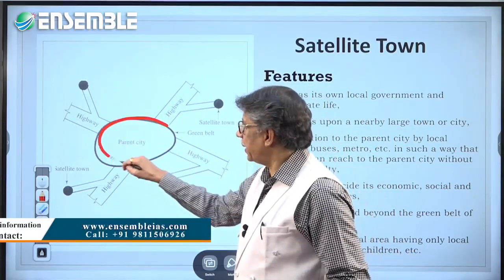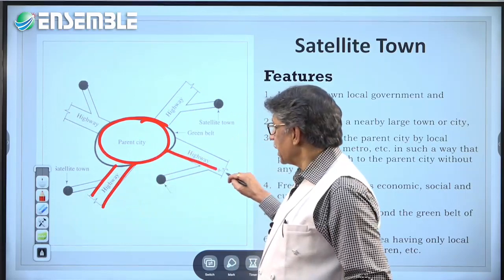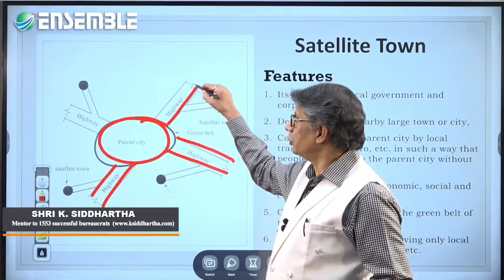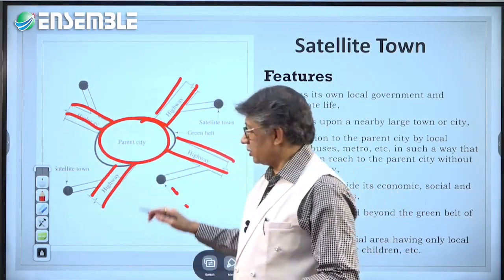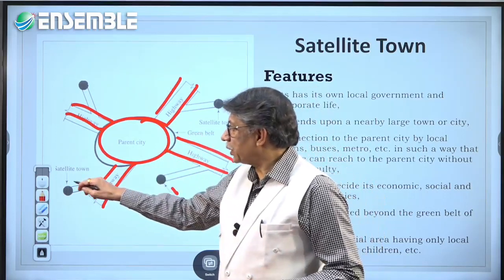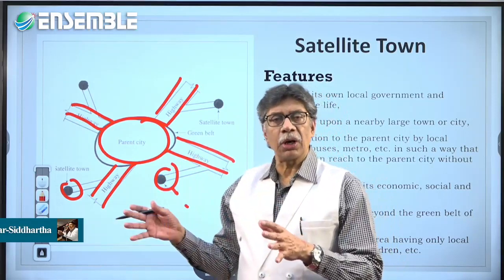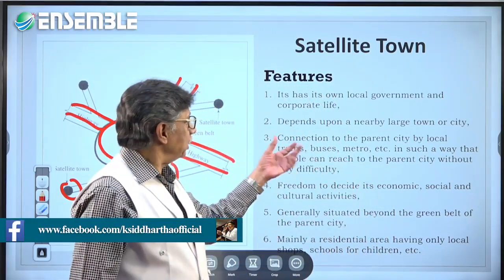If this is a parent city, it is going to be linked through roads. Now these roads are almost in the form of a corridor. That is going to be part of it, and this is where you are going to find satellite towns 1, 2, 3, maybe on the corridor or maybe away from the corridor. That is a condition.